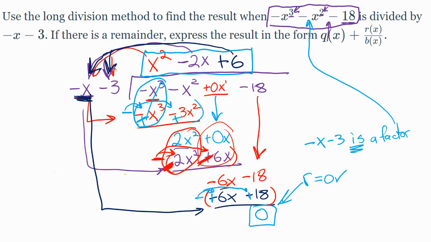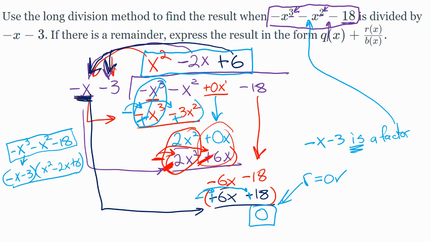But I can't help, as a math teacher, get excited about the fact that that means that negative x minus 3 times this x squared minus 2x plus 6 is the factored form of negative x to the third minus x squared minus 18. So if I had gone about the business of factoring this, the only business would have been to have done division. And now this is the factored form.